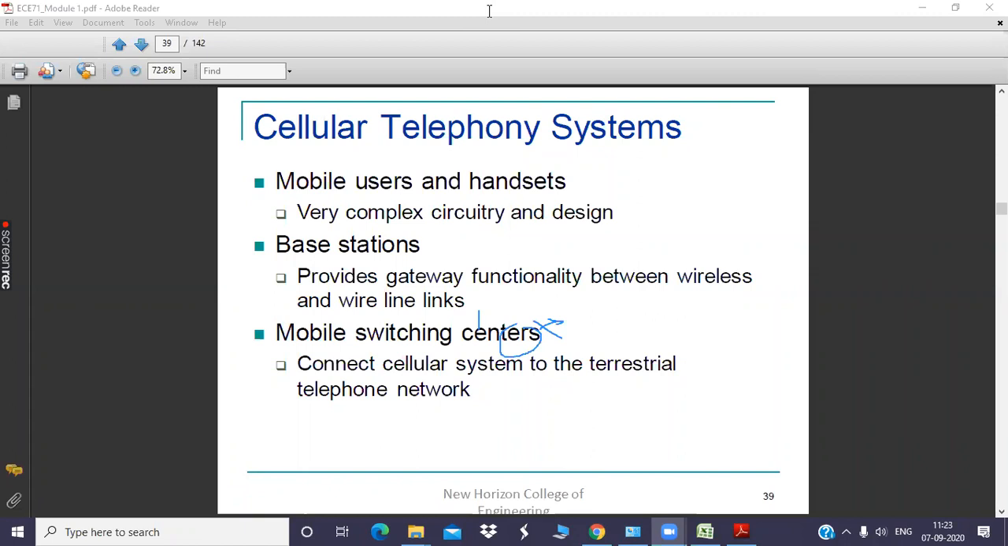Then the third entity is the MSC or Mobile Switching Center, which is responsible to connect the cellular system to the terrestrial network. I mean, terrestrial telephone network, that is nothing but your PSTN. So MSC is responsible for establishing the connection between the base stations as well as these base stations to the terrestrial telephone network or the PSTN network. Understood? So these three entities together form the cellular telephony system.